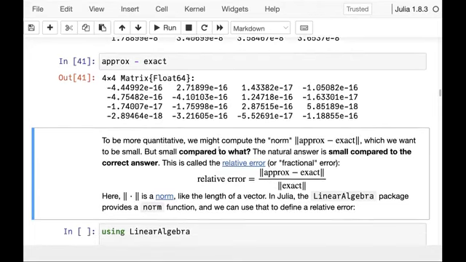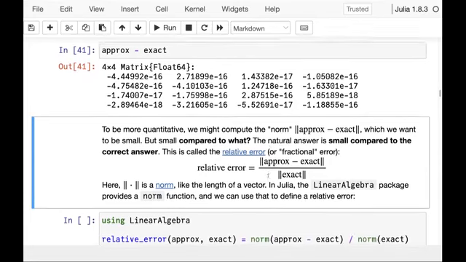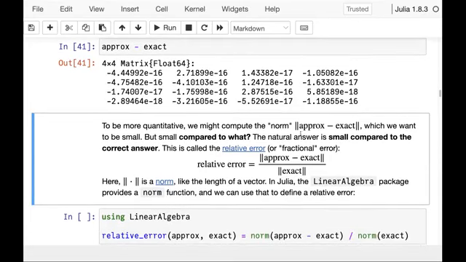So we need a yardstick. And the typical yardstick is we want to have some measure. So I'm going to talk about a norm, but if these were vectors, you'd know what the norm is. It's the length of the vector. So the distance from approximate to exact is the size of this error. But I need to compare it to something to decide whether it's large or small.